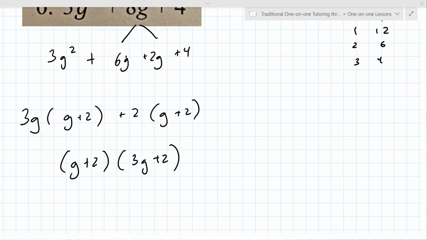All right. Do you see what I put up on the screen? I got it. Excellent. My answer I got is G plus 2 parentheses 3G plus 2. Excellent.